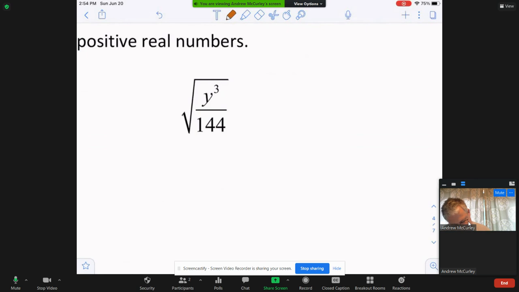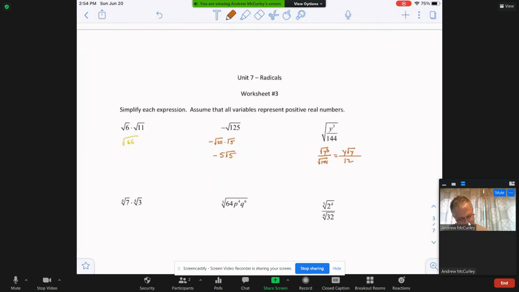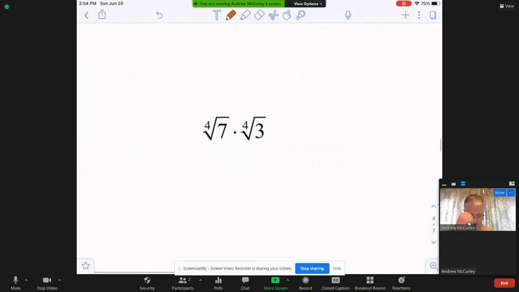Okay, so this one, you can separate the two: y cubed over square root of 144. No radicals in the denominators. That's a rule. So square root of 144 is 12. Well, that's taken care of. Cube root. Well, that means I can take one of those out, and I'm left with one on the inside. I got 3 of them. 2 of them came out. One was left on the inside. All right. Different bases, but we've got the same index.